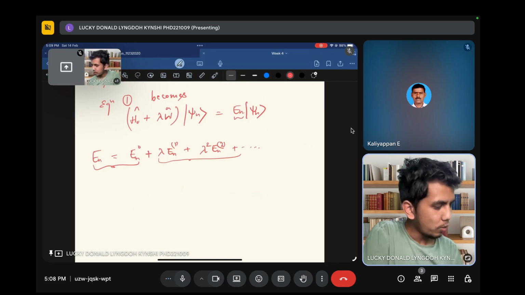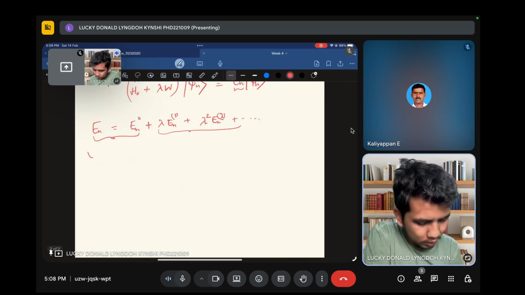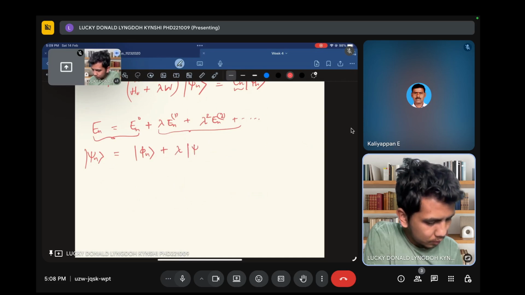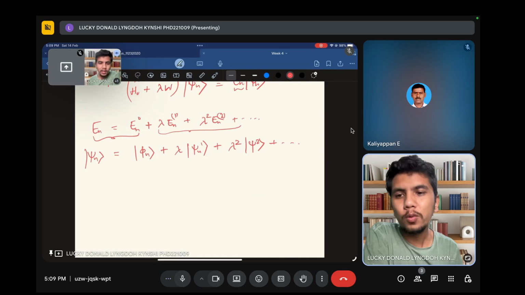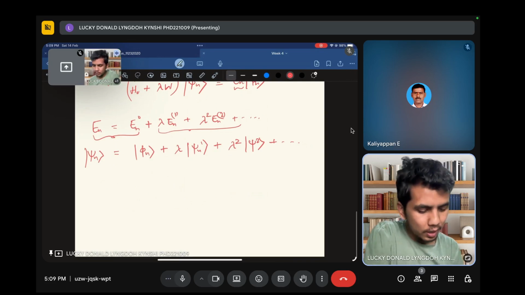Other than the energy, similarly, you can write the wave function as psi n0, your original wave function, plus lambda psi n1, plus lambda squared psi n2, and so on. In the wave function also you have to introduce correction terms.